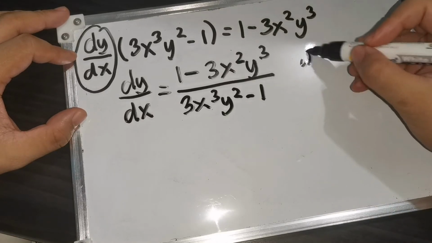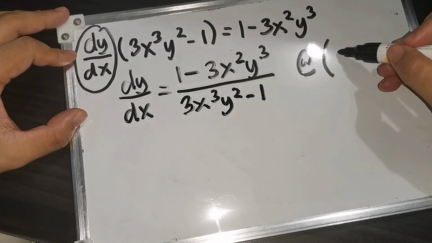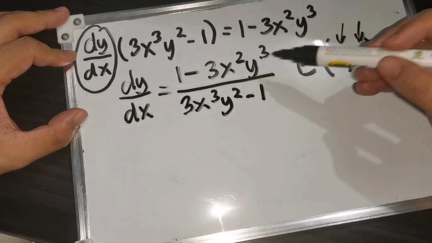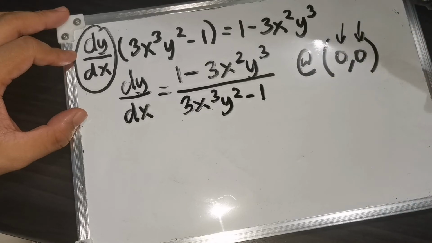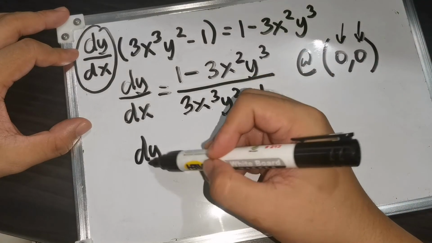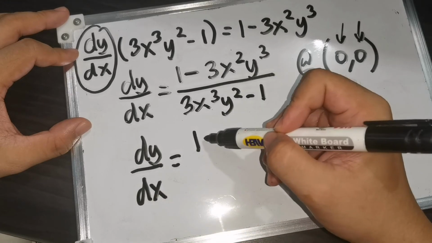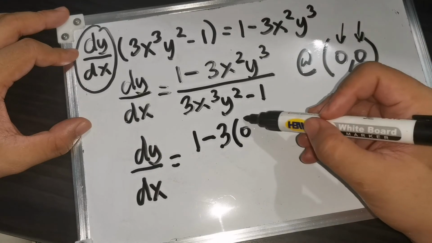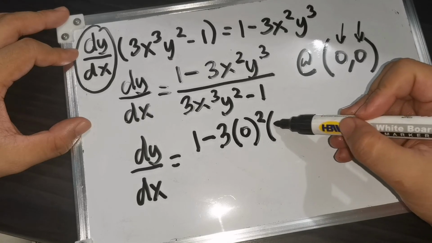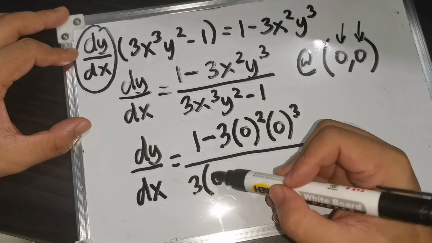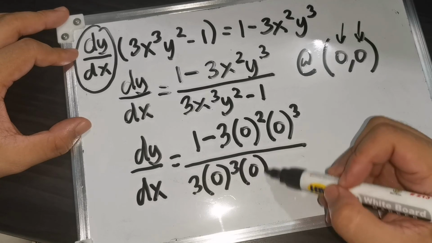Now, there is a given coordinate of a point in your problem, which is (0, 0). So we just simply substitute this 0 and 0 to the x and y variables in the given equation. What will be the value now of dy over dx if x is 0 and y is 0? Let's simplify. Your dy over dx now is equal to 1 minus 3 multiplied by 0 squared multiplied by 0 cubed, all over 3 multiplied by 0 cubed multiplied by 0 squared, minus 1.